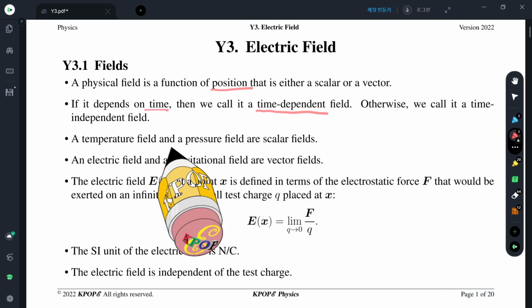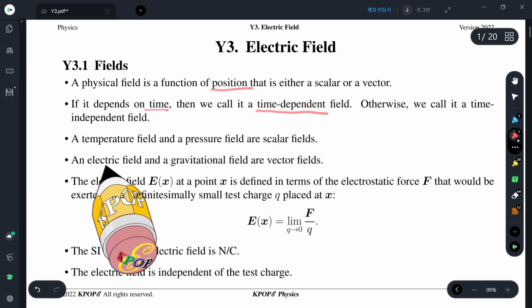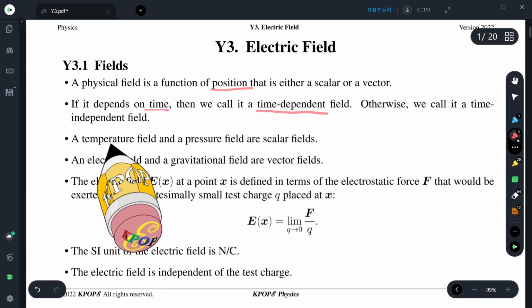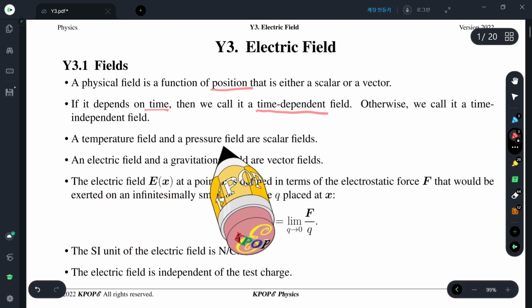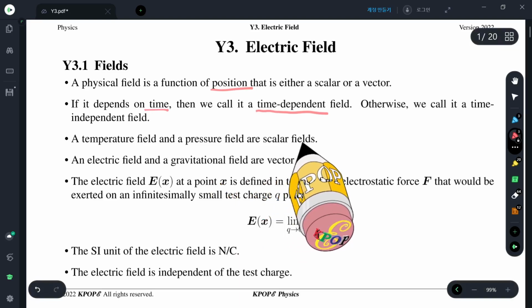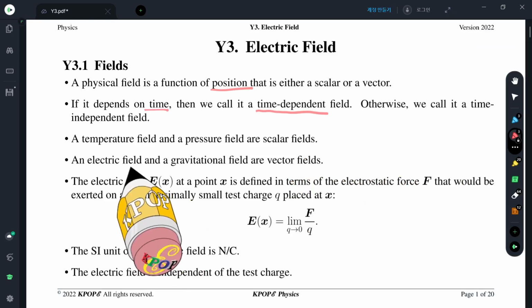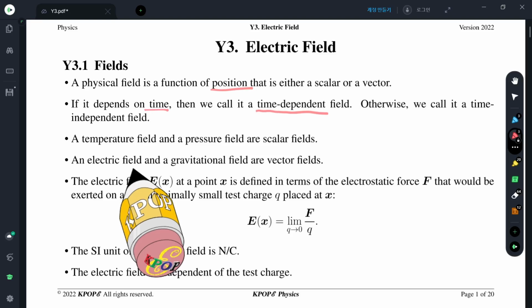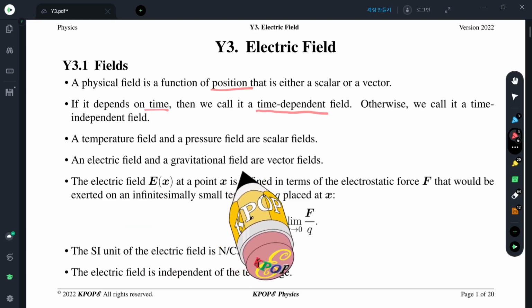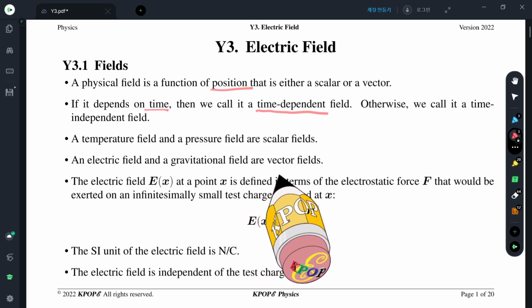The temperature, for example, is also a field that differs by position. However, a temperature has only a single value at a single point, meaning it does not have any direction. So temperature and pressure, such kind of field, are scalar fields. Electric field has its own value with direction and magnitude. The gravitational field too. They are vector fields.